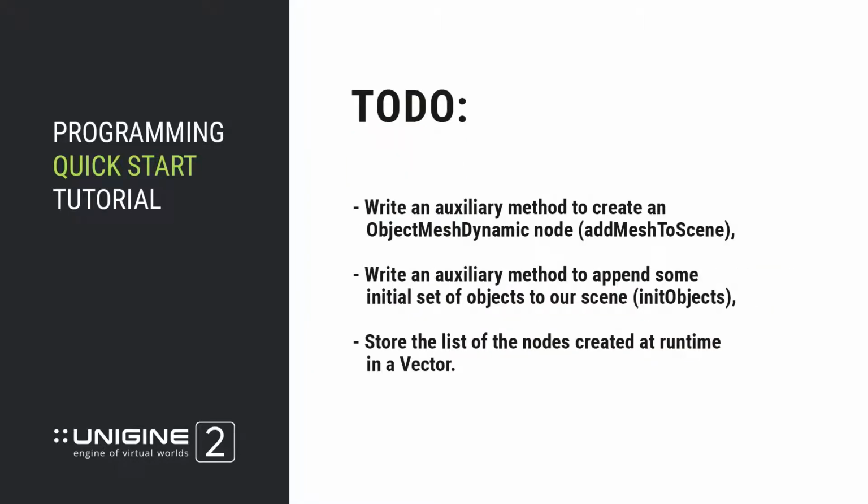In our project, we are going to need some objects. So let us write an auxiliary method to create an object mesh dynamic node and call it addMeshToScene. Write another auxiliary method to append some initial set of objects to our scene. Let's call it initObjects. And we are going to store the list of the nodes created at runtime in a vector. So let's get started.